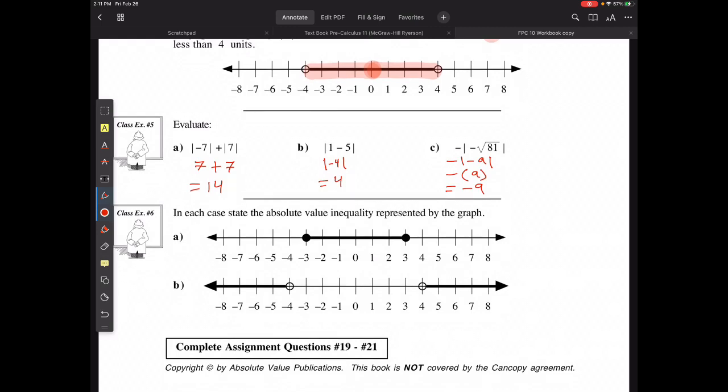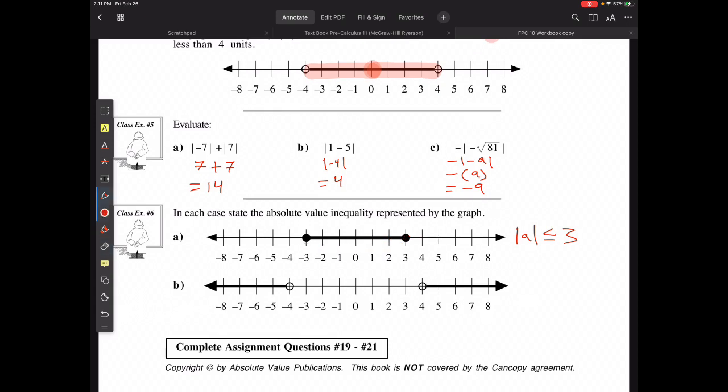If I'm stating the absolute value in this case, and I'm looking at it in terms of the distance from 0, then it could either be to the right 3, or it could be to the left 3, which means that the absolute value of A has to be less than or equal to 3, because it can be up to 3 or less than that.